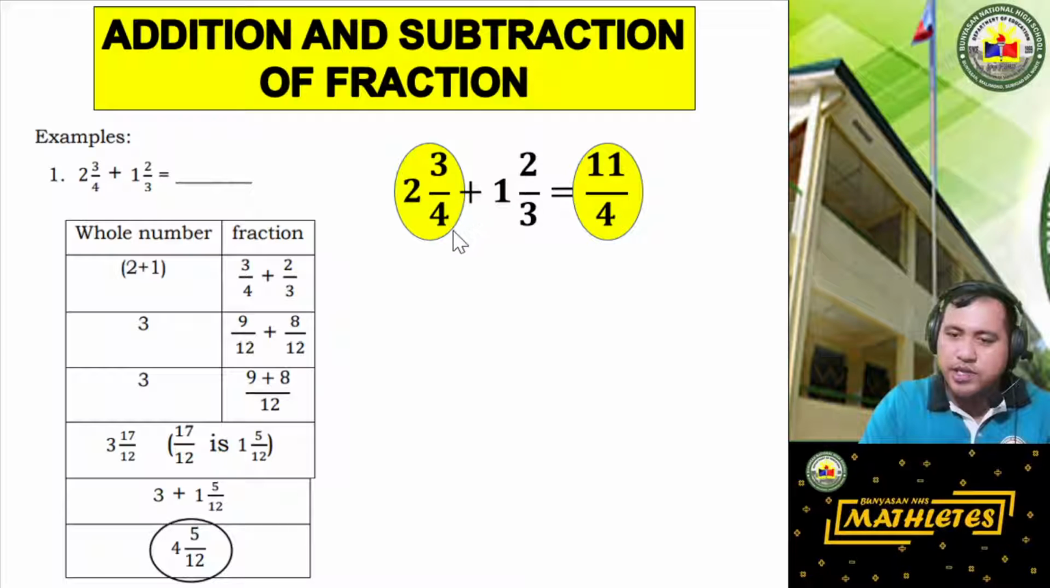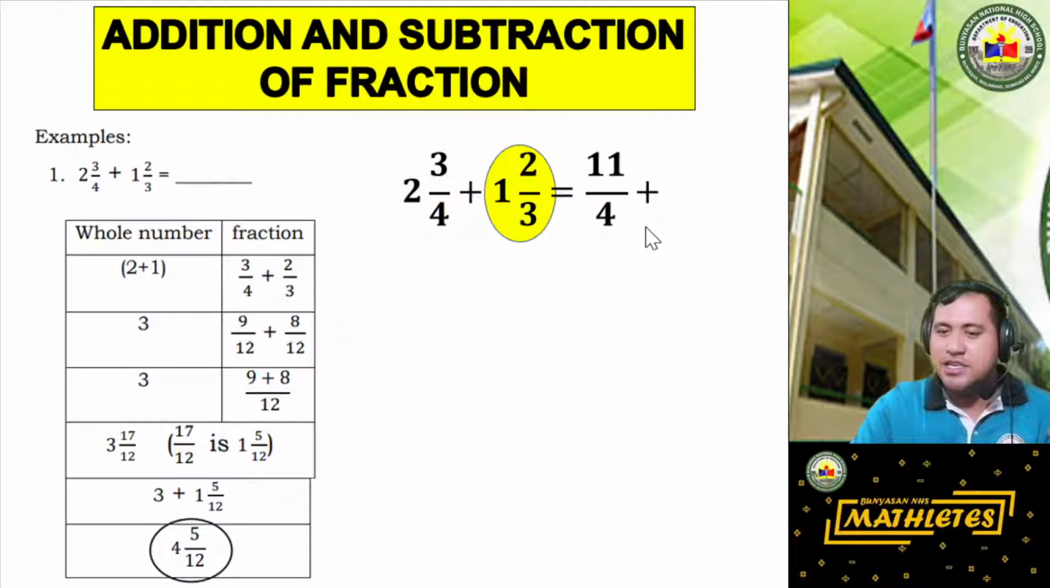I-multiply si whole number sa denominator. 2 times 4, that is 8. Then, add the numerator, which is 3. Again, 4 times 2 is 8 plus 3, 11. So, yan, 11. Copy the denominator. Diba? Next is itong 1 and 2/3.